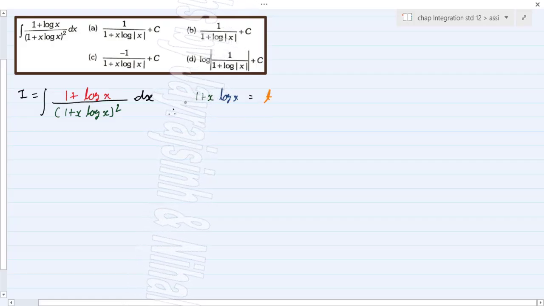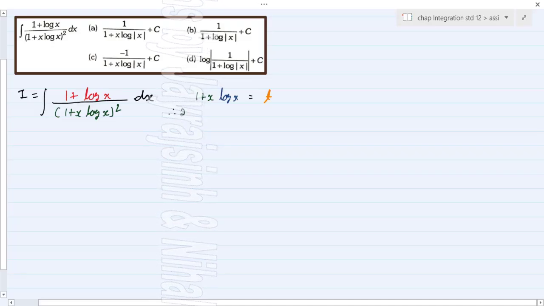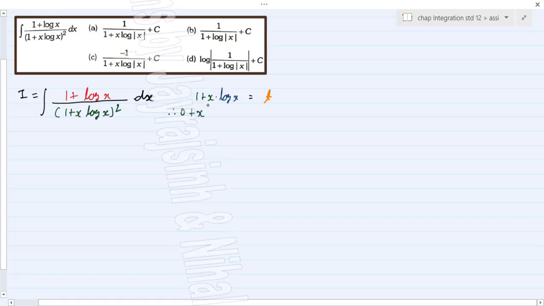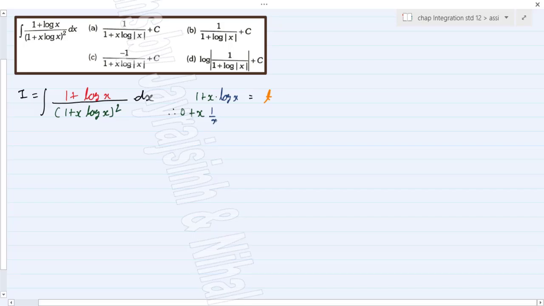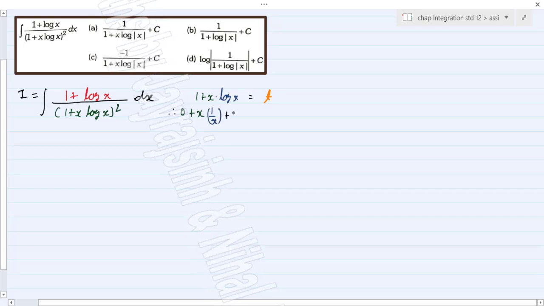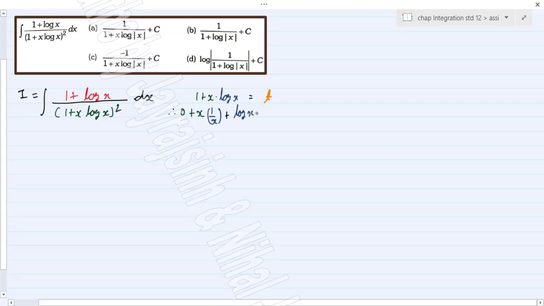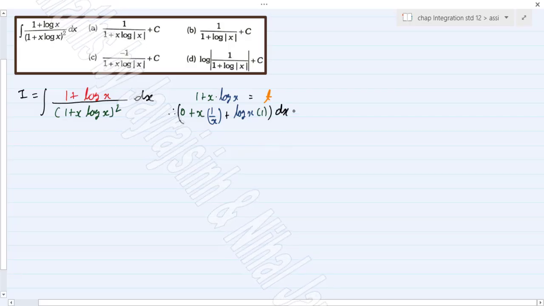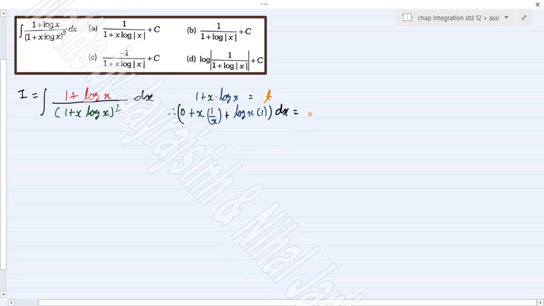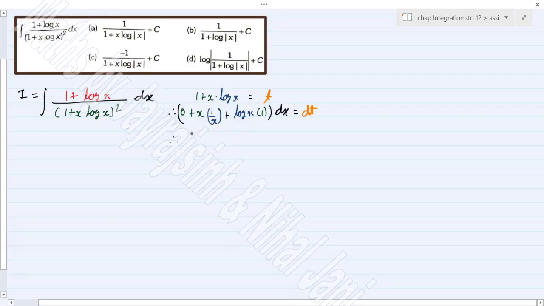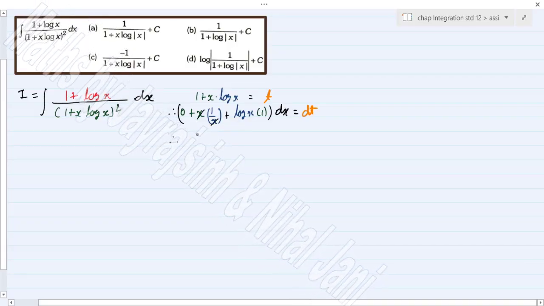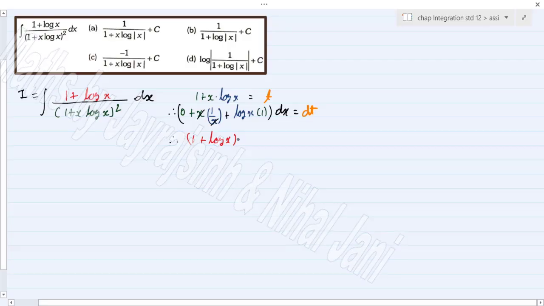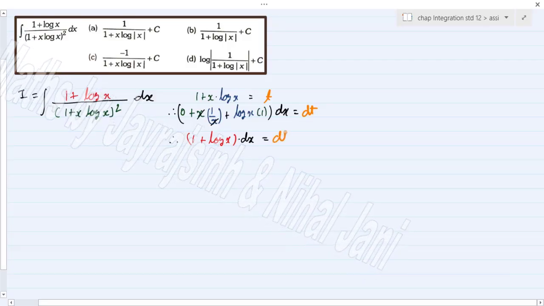So let's differentiate both sides. Differentiation of 1 will be 0 plus, here we have to apply multiplication rule. Let's say x as it is. Differentiation of log x is 1 by x plus log x will be as it is. Differentiation of x will be 1 dot dx is equal to differentiation of t will be dt. So here we get 1 plus log x dot dx is equal to dt.